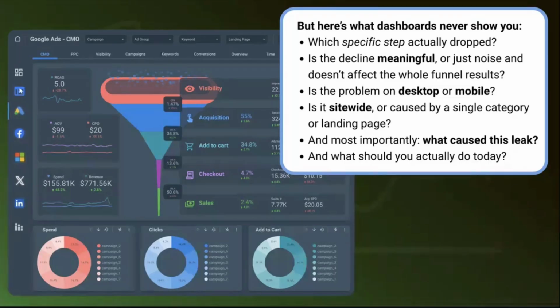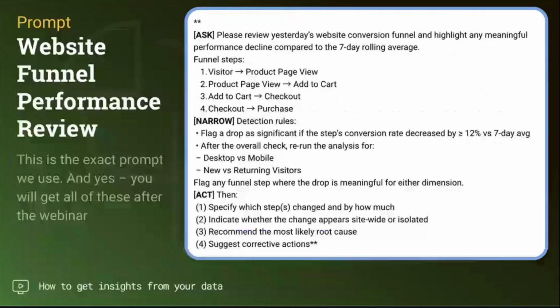Dashboards show the funnel, but they don't tell you where it broke, why it broke, and how to fix it. And this is why teams lose revenue quietly. They see the purchase drop, but sometimes it's just too late. So let me show you the structured question, and Ilya will illustrate this. That's the exact prompt for the website funnel performance review.